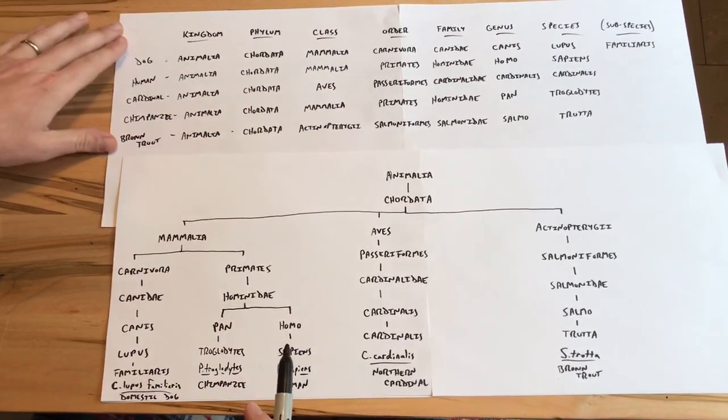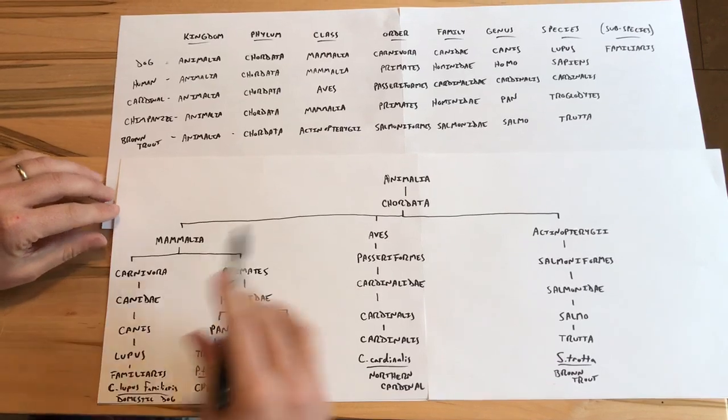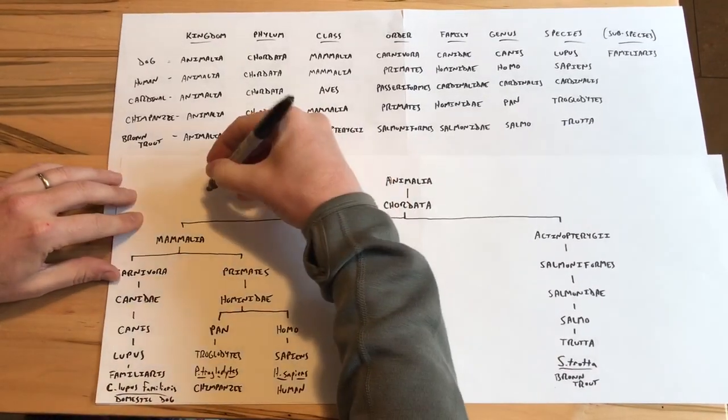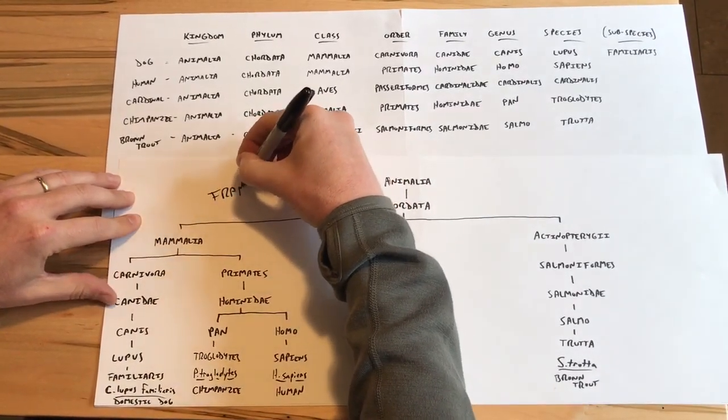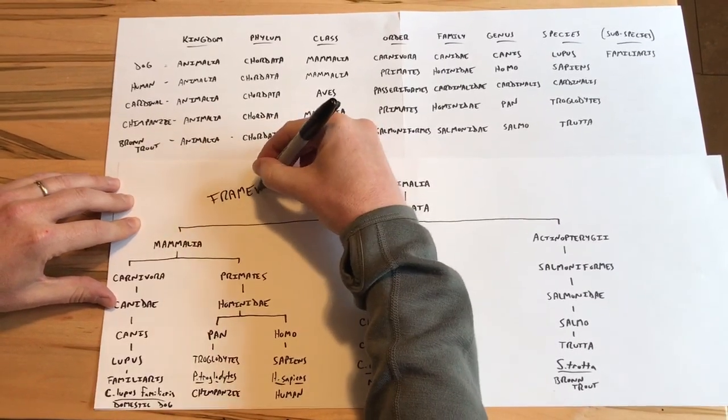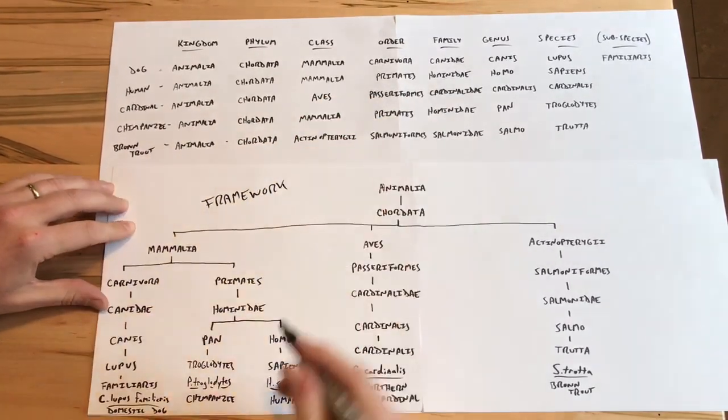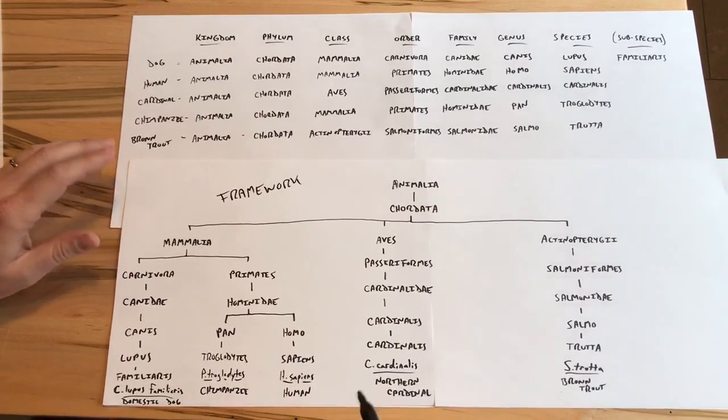So you guys can see, I just took the material that we wrote down in part 1 of the second video, and then I just made it into what we're calling a framework. So it's just like a taxonomic chart that shows the similarities.